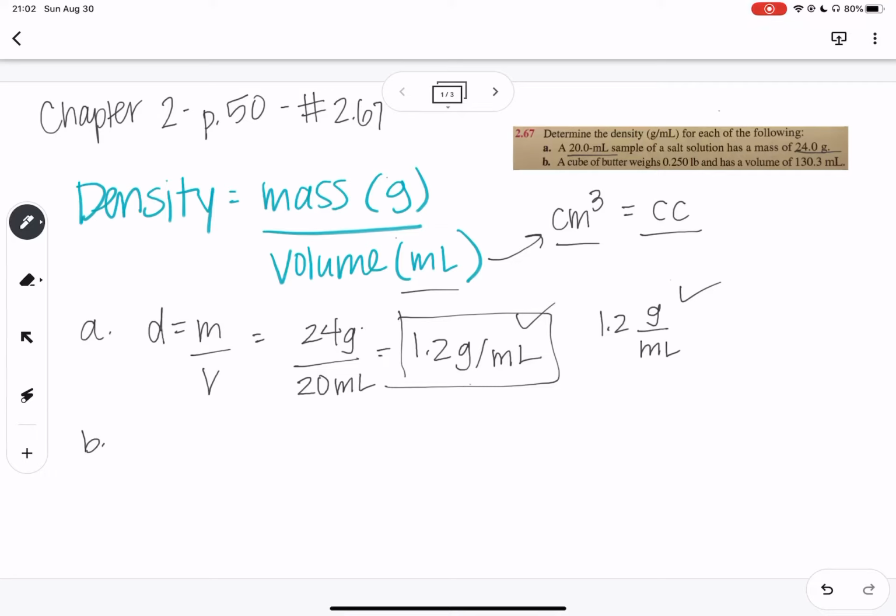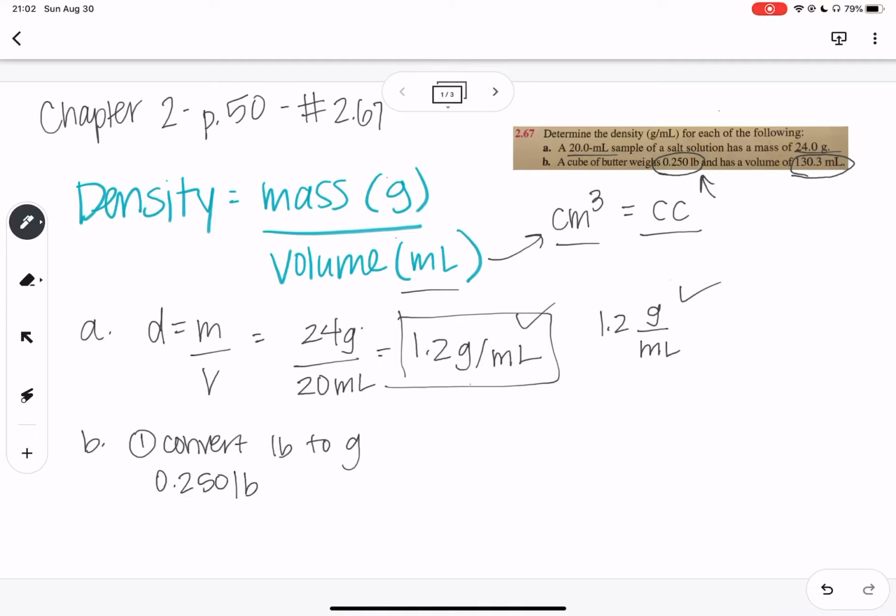Letter B. I think there was a problem like this in the homework. A cube of butter weighs 0.250 pounds and has a volume of 130.3 milliliters. Well, what's the first problem? We cannot use a mass in pounds. We have to convert that. So the first step is we're going to convert pounds to grams. I don't necessarily expect you to memorize all of these strange conversion factors as long as you understand how to use them.